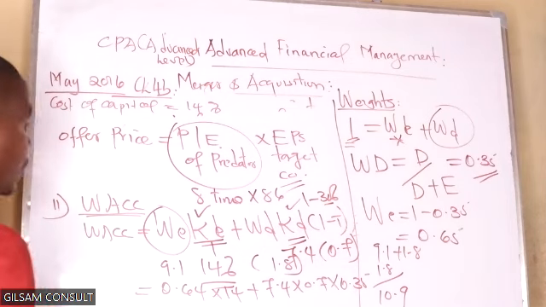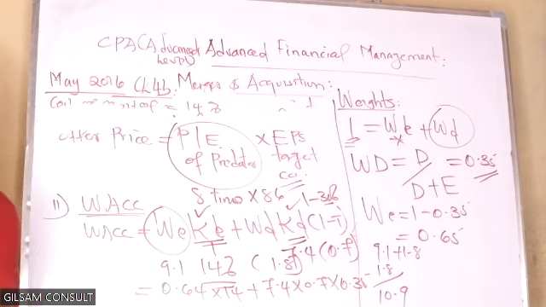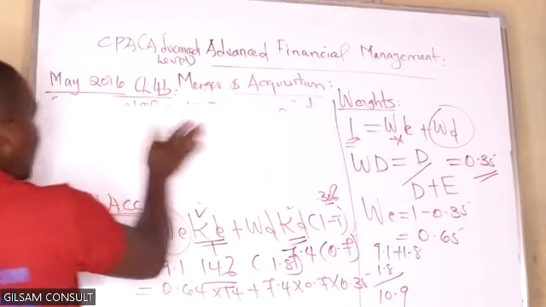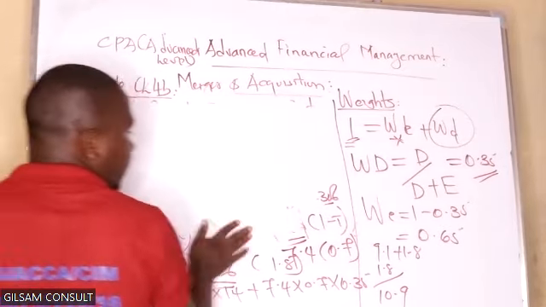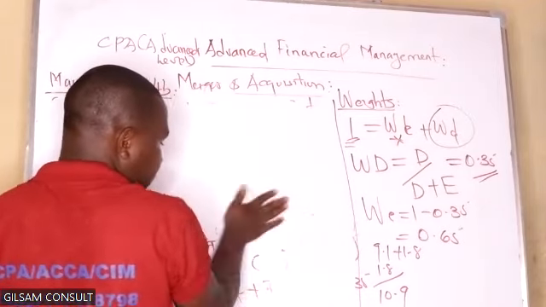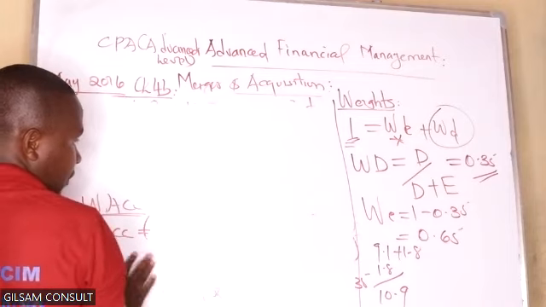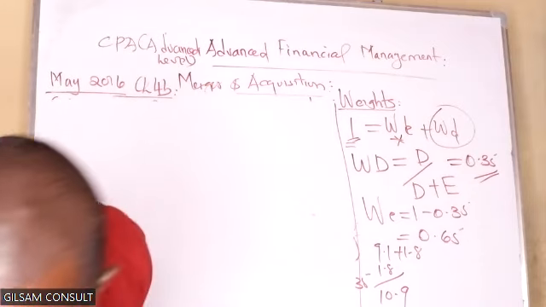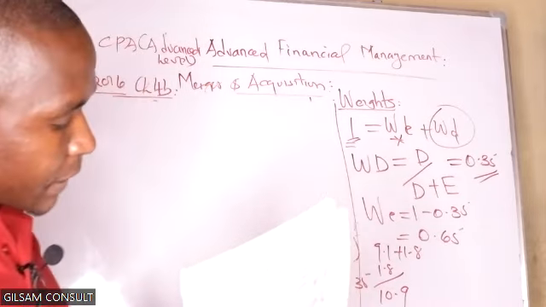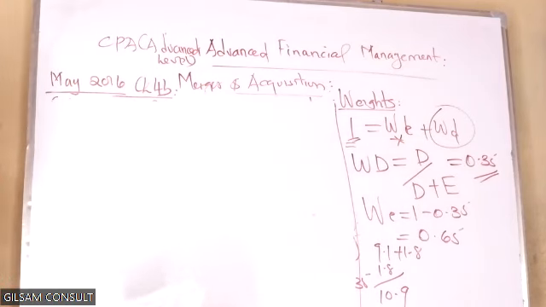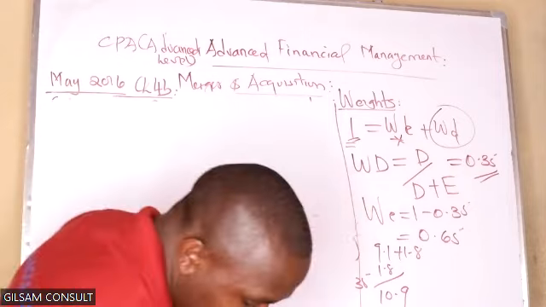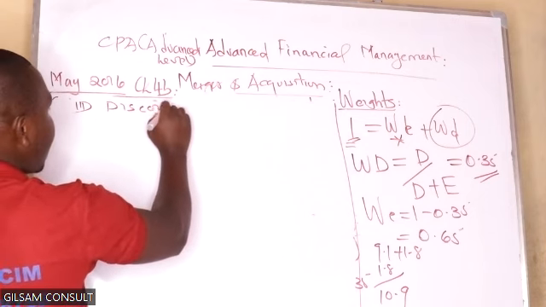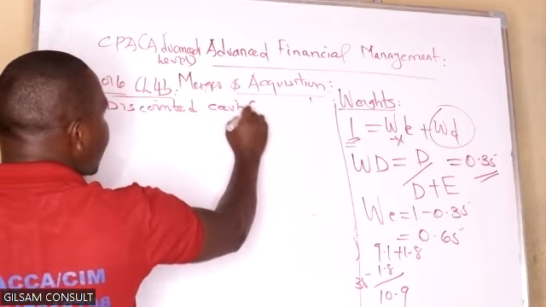Then we go to the Roman 3 part of that question. Roman 3 part of that question is asking whether 14 Limited is overpriced, using discounted cash flow. Using discounted cash flow.